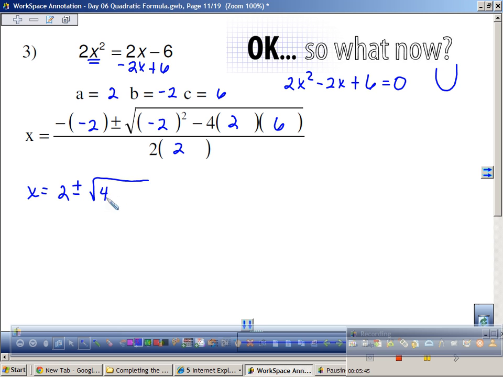This is a 4, right? Negative 2 squared is 4. Okay, so you can multiply these however you want, whatever makes sense. You could do 4 times 2 is 8, and 8 times 6 is 48. Or you could do 6 times 2 is 12, and 12 times 4 is 48. Or you could do 4 times 6 is 24 times 2, which is 48.